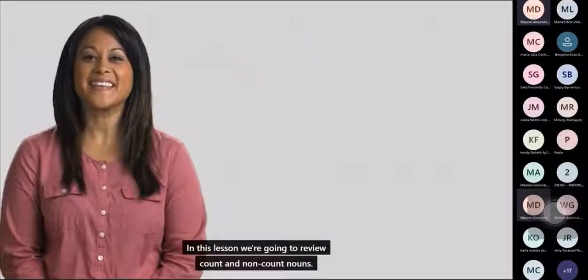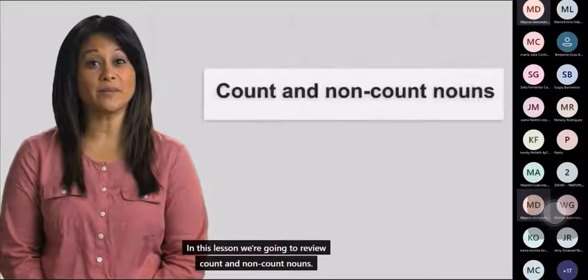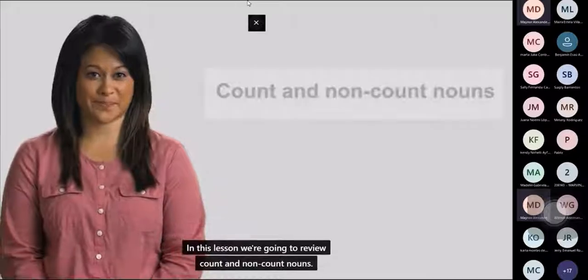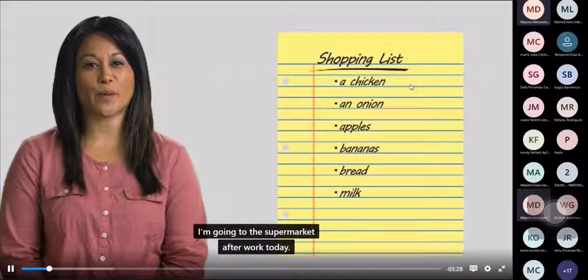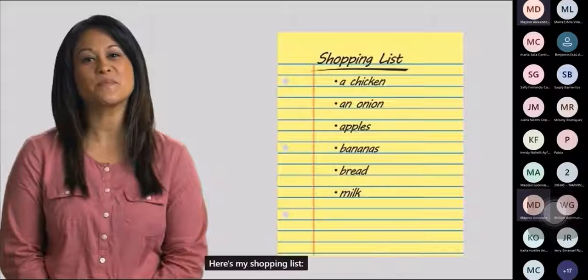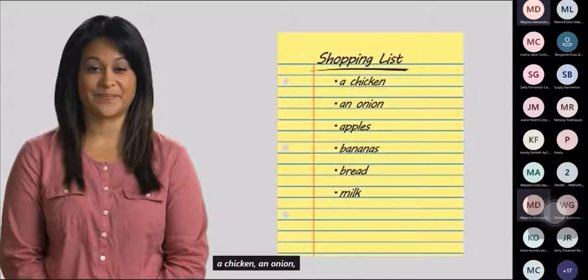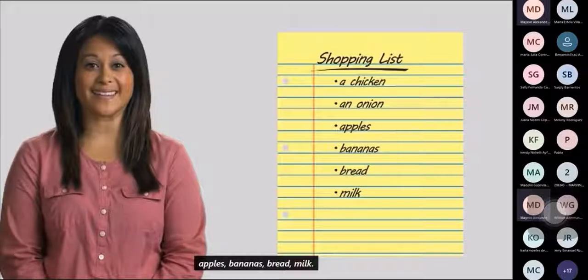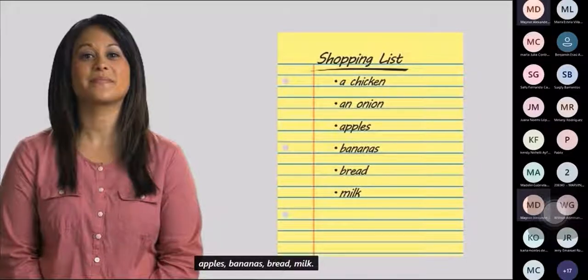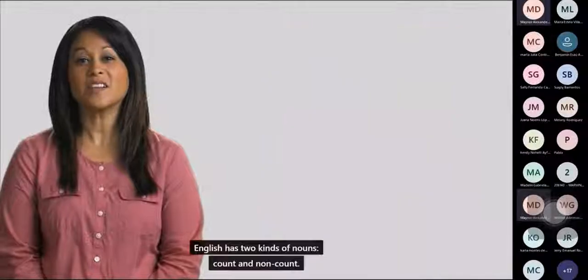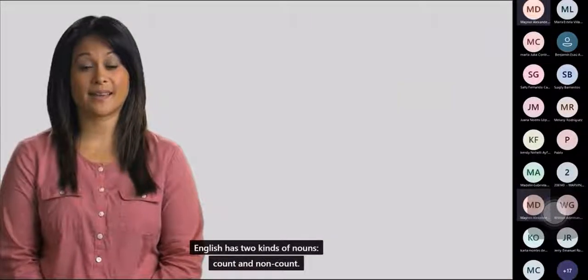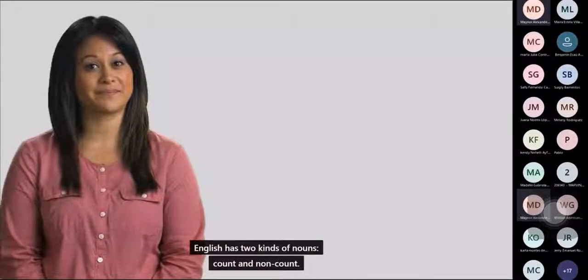Hi. In this lesson, we're going to review count and non-count nouns. I'm going to the supermarket after work today. Here's my shopping list. A chicken, an onion, apples, bananas, bread, milk. English has two kinds of nouns, count and non-count.